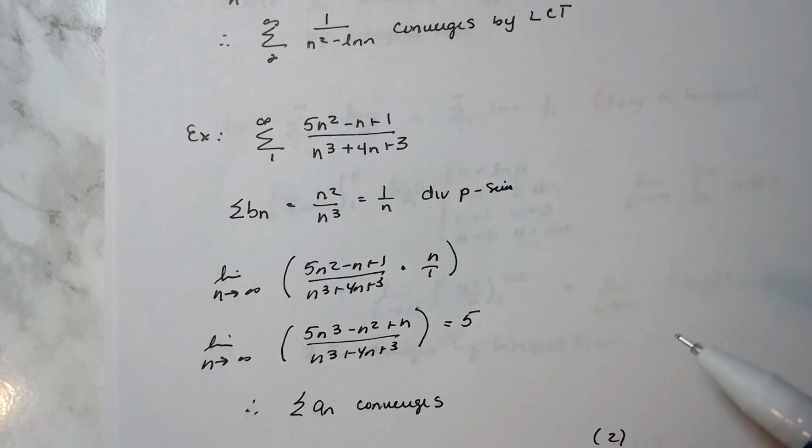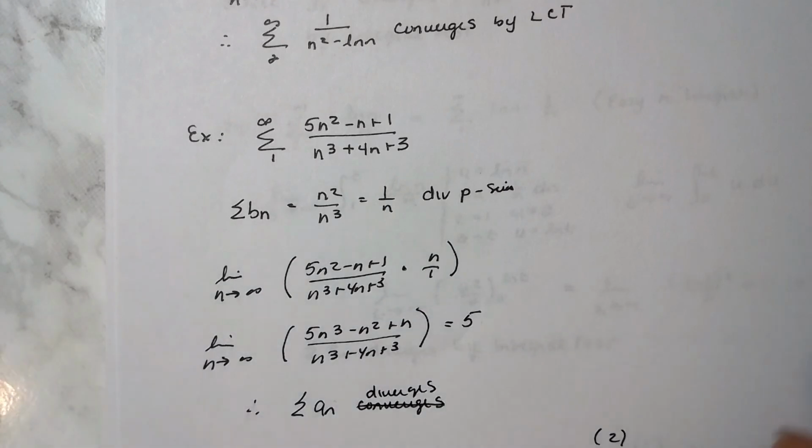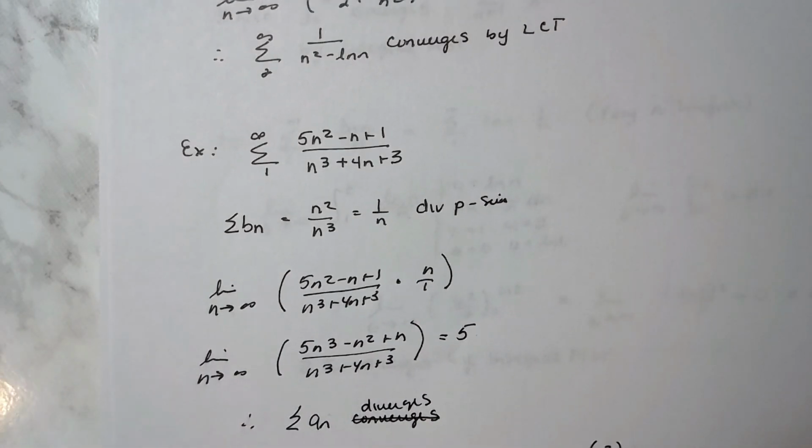And I put converges here, and this should be diverges. See, that's what happens when you have too many convergent examples. You automatically write the wrong thing. Okay, so anyway, that's the limit comparison test in a nutshell.